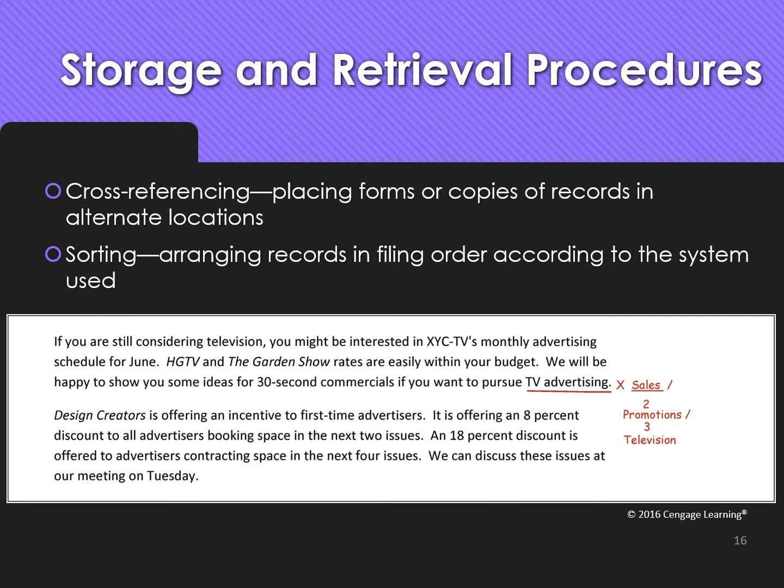Storage and retrieval procedures are also very similar in terms of cross-referencing. This is where you'll be placing forms or copies of a record in alternate locations, and you'll also be sorting or arranging records in a filing order according to that system. In this example, you can see that there's some correspondence or an article that is being stored, and you're also cross-referencing under TV advertising, sales promotion, and television.